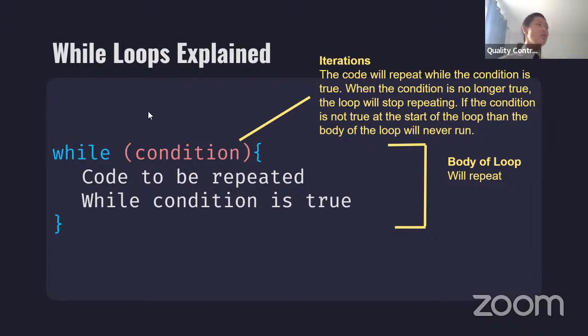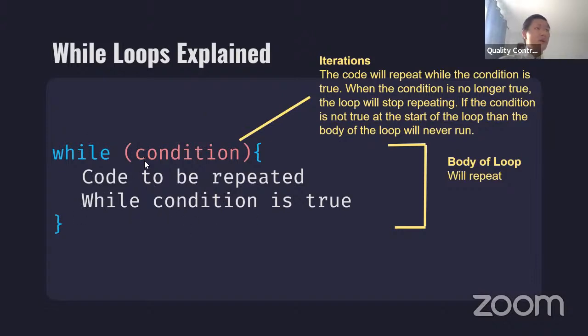Basically, a while loop will have a while statement, and then we'll have a condition. As long as the condition is true, it will keep on repeating and repeating until the condition is no longer true, at which point it'll stop repeating. If the condition is not true at the beginning of the loop, then it just won't run to begin with. Afterwards, the body of the loop is what we'll repeat.